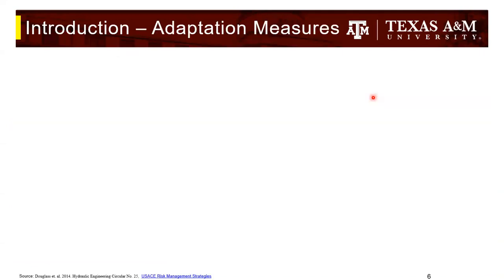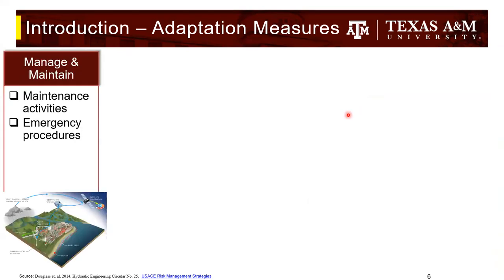Now, moving towards the current adaptation measures that have been followed for preventing or overcoming the damage from sea level rise or any other kind of coastal hazards. The first one is manage and maintenance. So essentially when there is some hazard, there are emergency procedures which are followed, and through that we either rehabilitate or maintain the damaged infrastructure or make it more resilient.